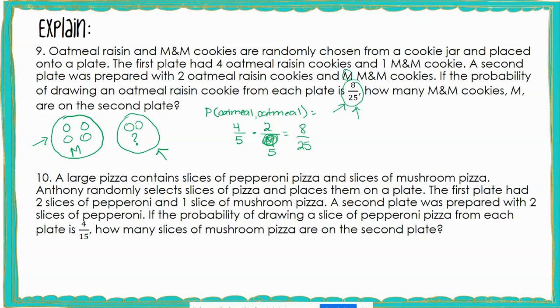Well, if 2 of them were oatmeal raisin, then how many left are going to be M&M? There are going to be 3 left that are M&M. And now when I look at this plate, I now see that the probability of oatmeal is that there are 2 oatmeal out of 5 total cookies. So there are 3 M&M cookies on the second plate.